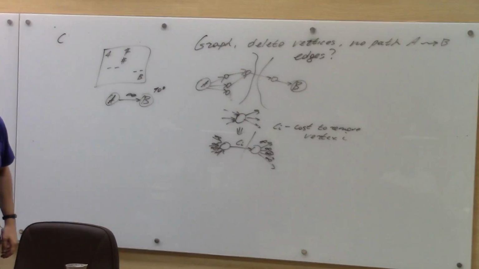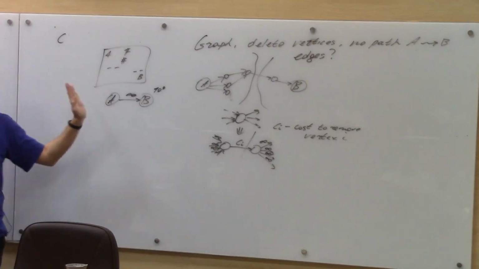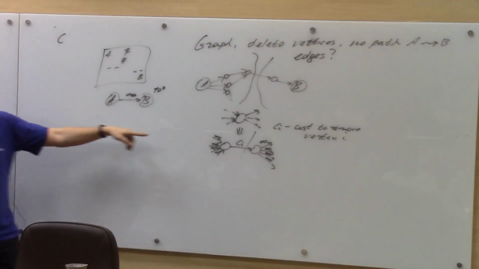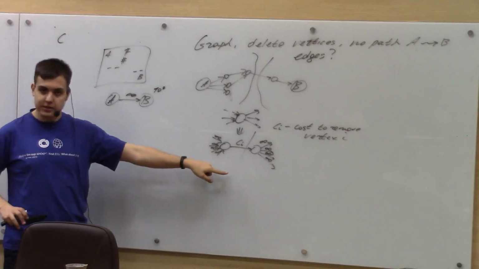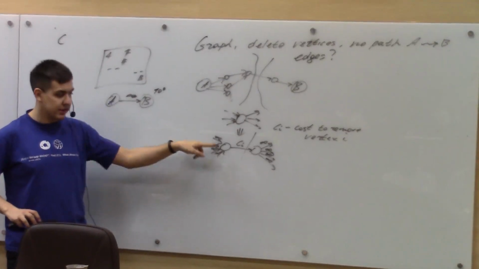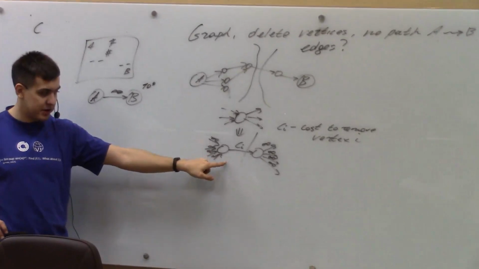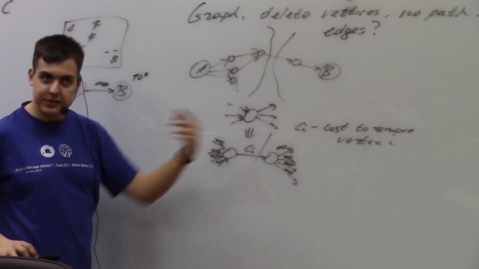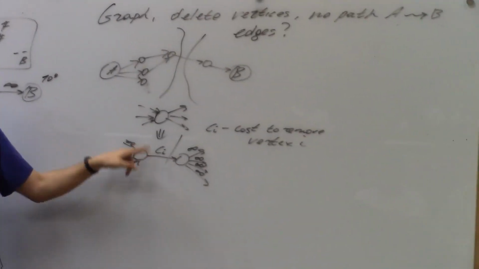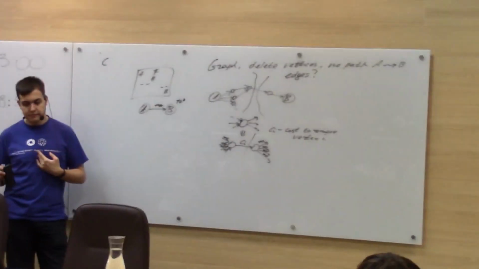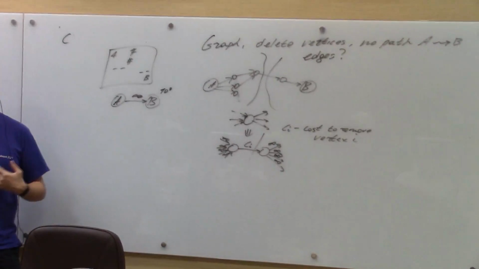Okay, the next problem. Any questions about this one? So this is a very common trick to split a vertex into two parts, and all the incoming edges go into the first part, all the outgoing edges go from the second part, and there is an edge that corresponds to cutting this vertex in two. Basically removing this vertex from the graph.